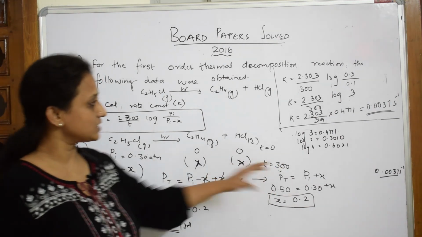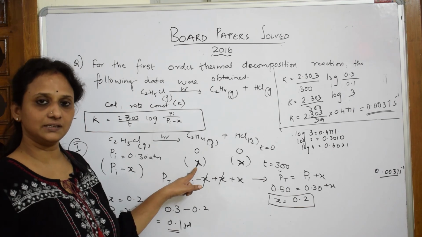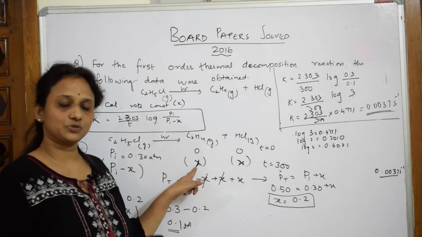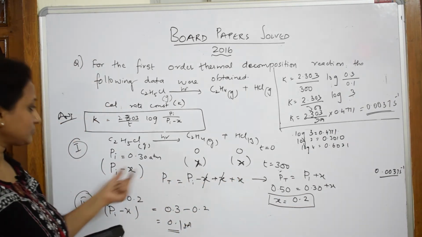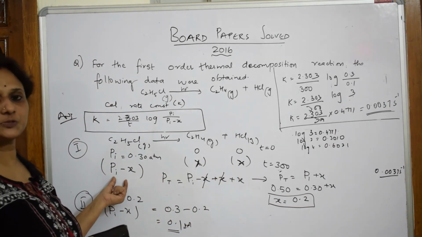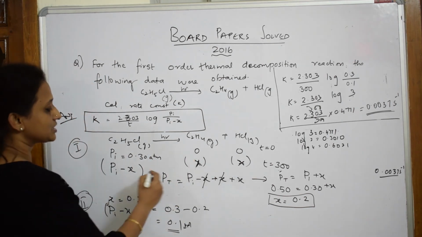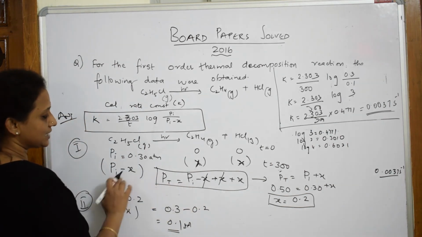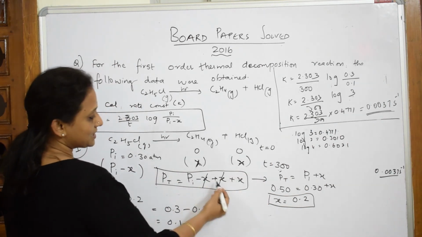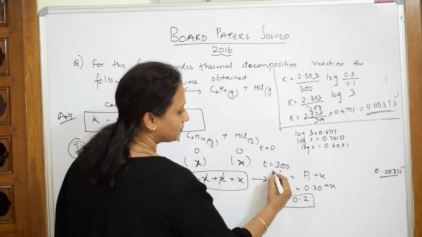But as the time proceeds, this also increases. This also starts showing partial pressure. This also starts showing partial pressure. So that whole thing I've subtracted, because Pi is the total, Pi minus X. After that, I try to find out from this formula Pt is equal to the total of everything. So Pi minus X plus X plus X. Cancelled it. Then I'm left with Pt is equal to Pi plus X.